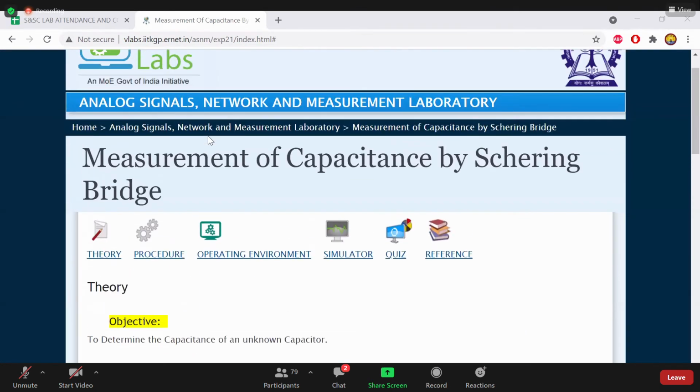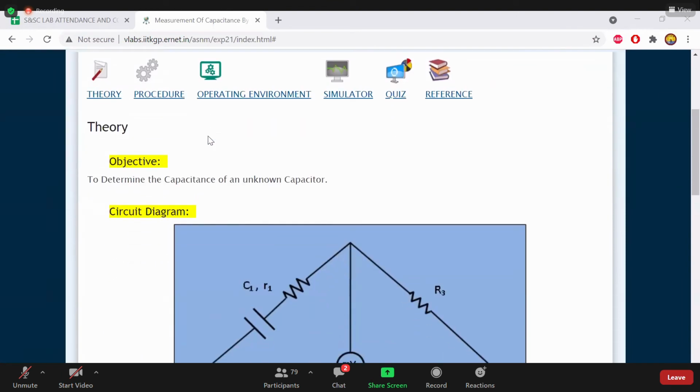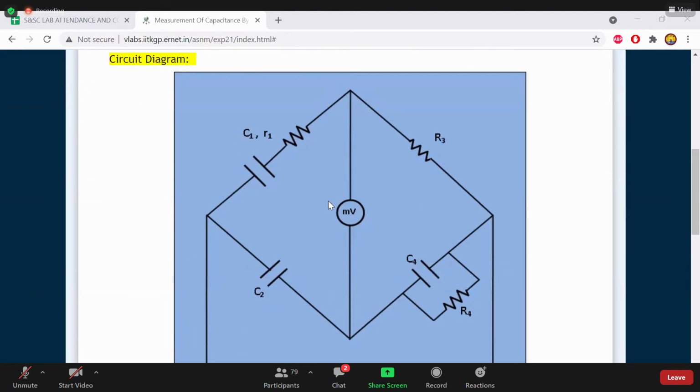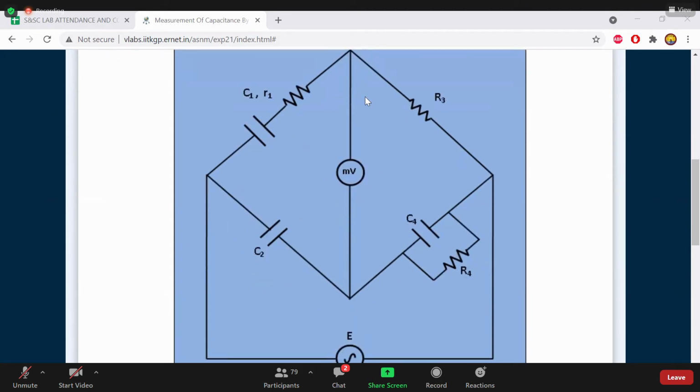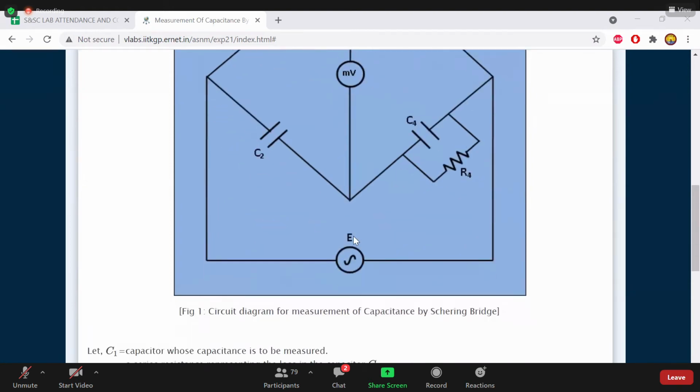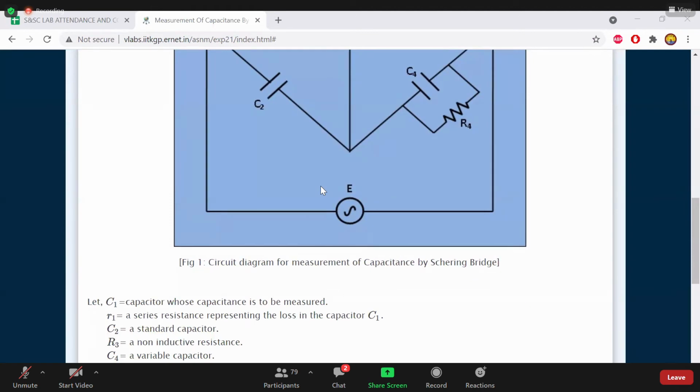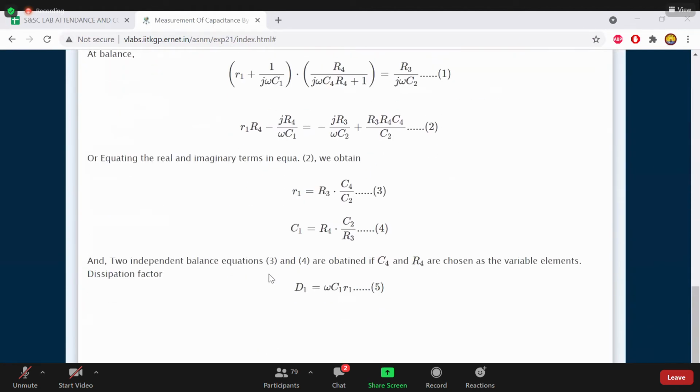Right, students. As we have completed Maxwell's bridge, here you have theory and here you have the simulator page. The bridge is different, that is Maxwell's bridge and this is Schering bridge. In Maxwell's bridge, we are measuring unknown inductance. In Schering bridge, we are measuring unknown capacitance. The remaining theory is the same. Here we have 4 arms and C1 is the unknown capacitance. We are not using any inductor in this circuit. When the bridge is in balanced condition, we will get 0 output at the voltmeter and we are using AC supply. By varying the component values, we can estimate the unknown capacitance.